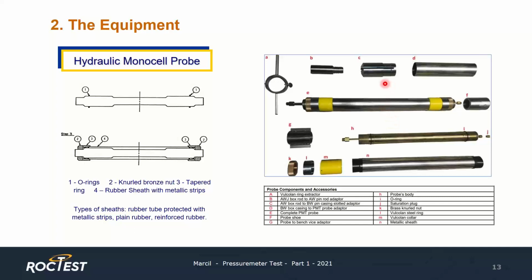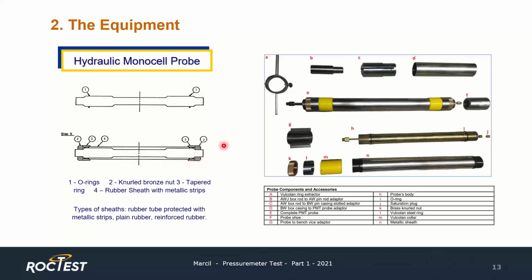This equipment uses a hydraulic monocell probe. We see one here that is fully assembled. And we see the components of this probe. We see the body of the probe here, and we see the sheath and the rings that are used for assembling the sheath on the probe. So when we saturate this probe, we fill up the annular space between the sheath and the probe's body here.